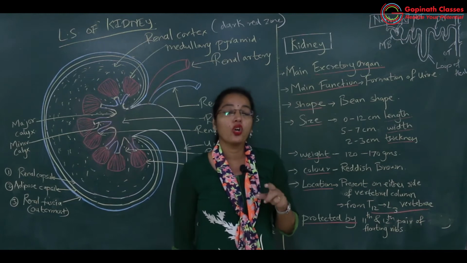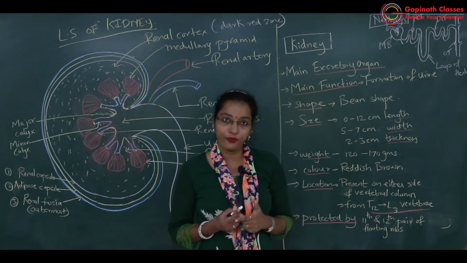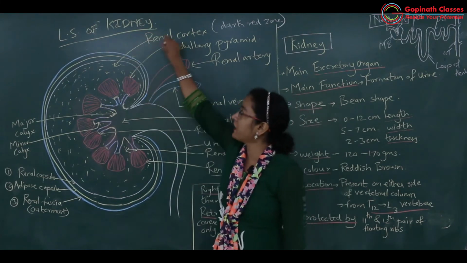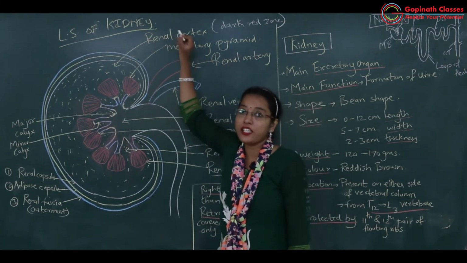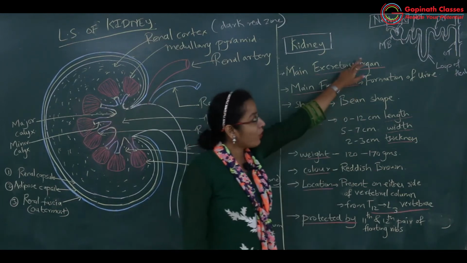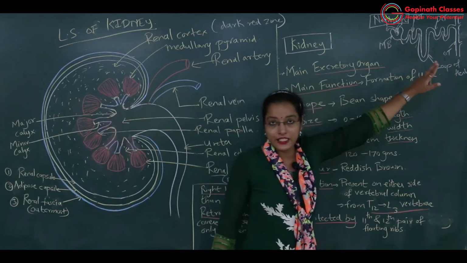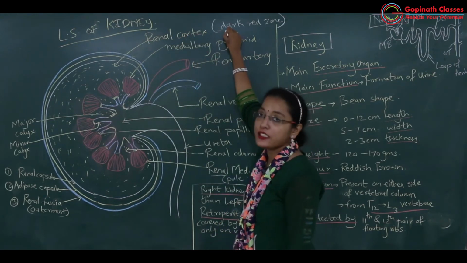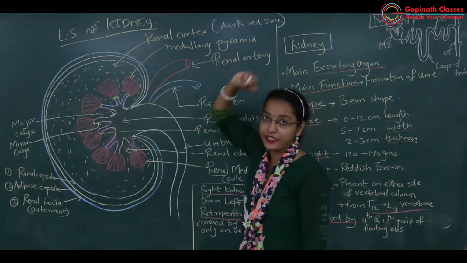So all the coiled parts of the nephron, that is PCT and DCT, are also present in the renal cortex. So which parts of the nephron are in the renal cortex? Malpighian bodies, PCT and DCT, because of which the renal cortex is dark red in color.